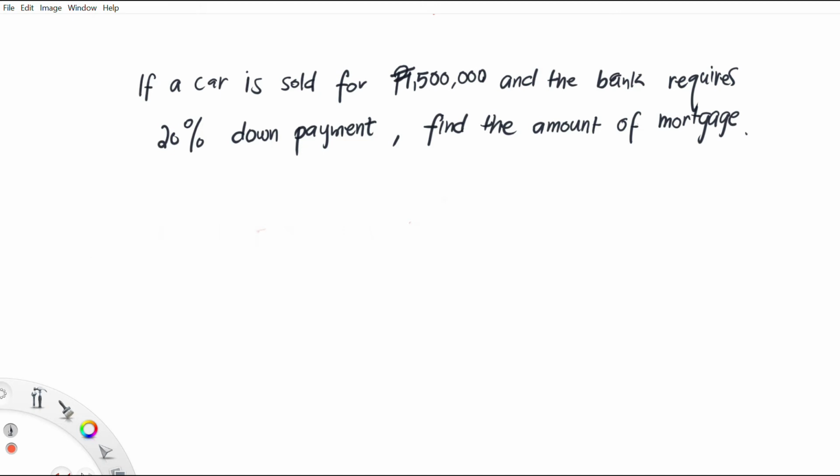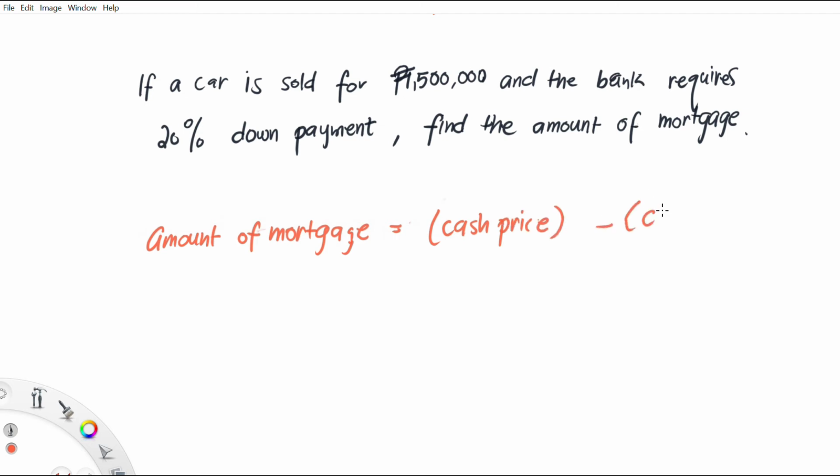We have another practice problem. If a car is sold for 1,500,000 pesos and the bank requires a 20% down payment, find the amount of mortgage. So we have a formula for the amount of mortgage. Amount of mortgage is equal to the cash price minus the down payment.